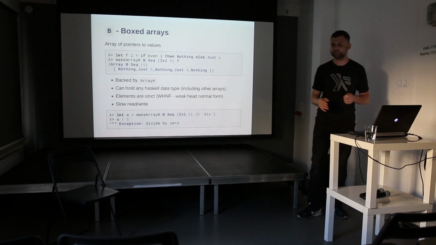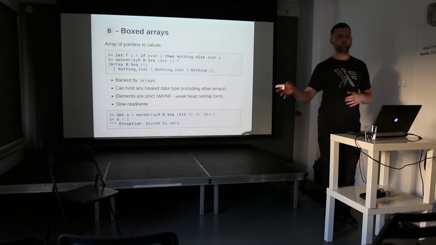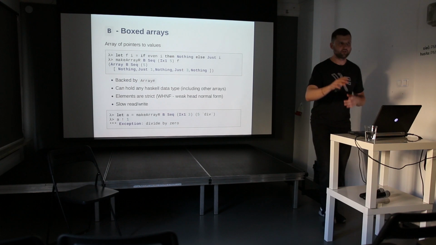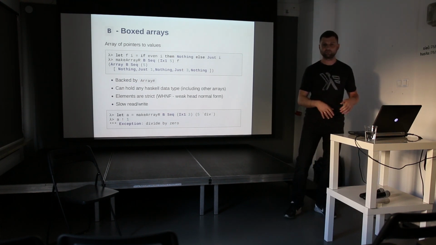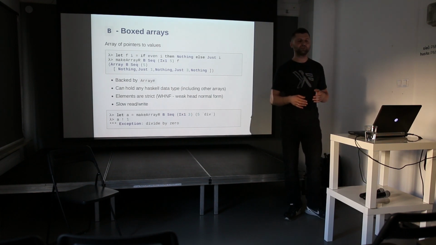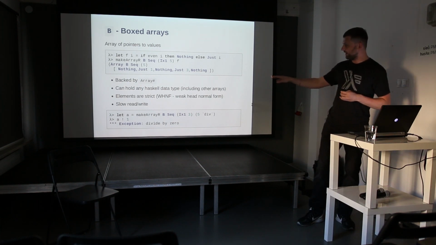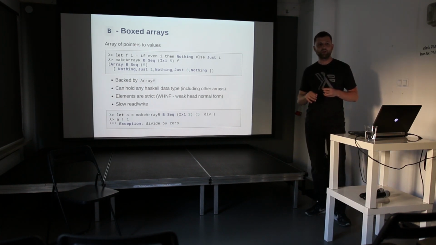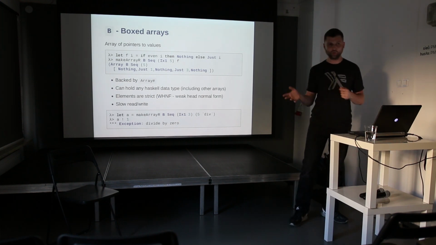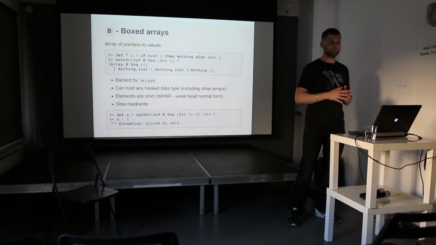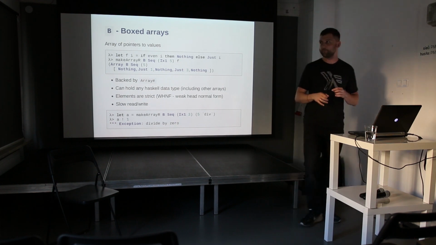If you don't know what it is, by the way, how many of you do know what weak head normal form means? Okay, good. Haskell is a lazy language. Any data type is going to be just a thunk. Boxed arrays will make sure that elements are evaluated. So whenever you call compute on a delayed array, it will create an array of pointers. So those pointers will be evaluated, the structure will be evaluated.